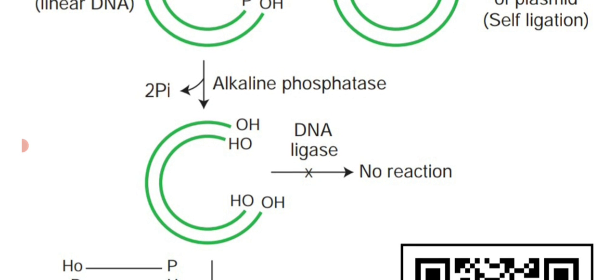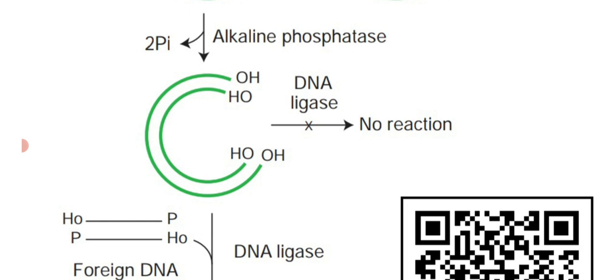Now see the diagram. This is the plasmid strand of DNA. This alkaline phosphatase removes the phosphate group. So both strands have only hydroxyl groups. Now the DNA ligase is unable to join the fragments. So no reaction takes place.